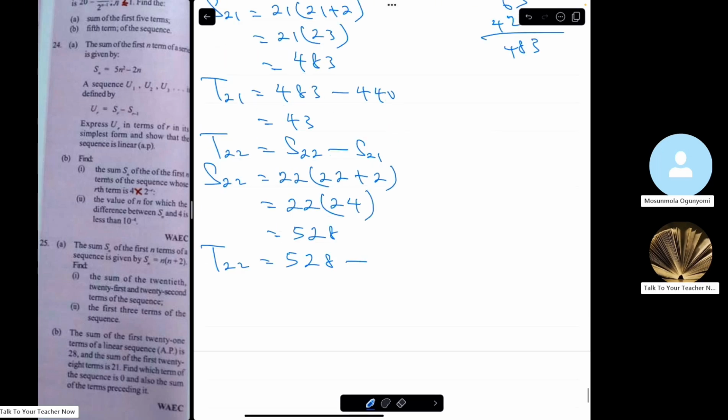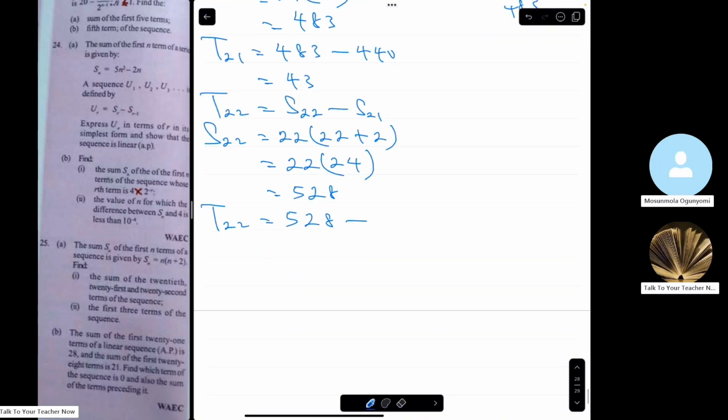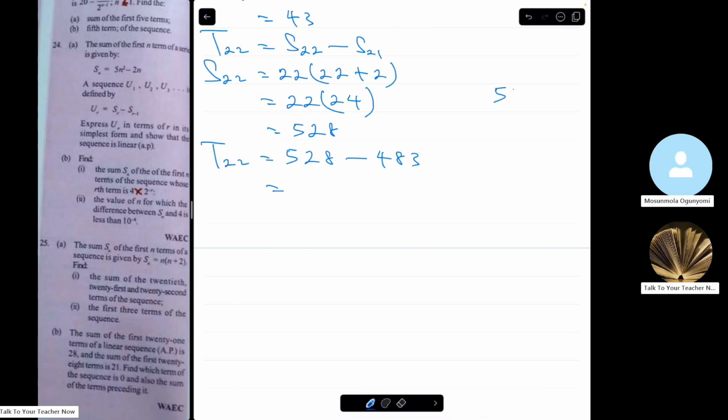S22 minus S21. What's S21? 483. Do you understand? Okay, make sure you go over it again. It's simple. So 528 minus 483 is what? 45. Is that correct? Yes, sir.